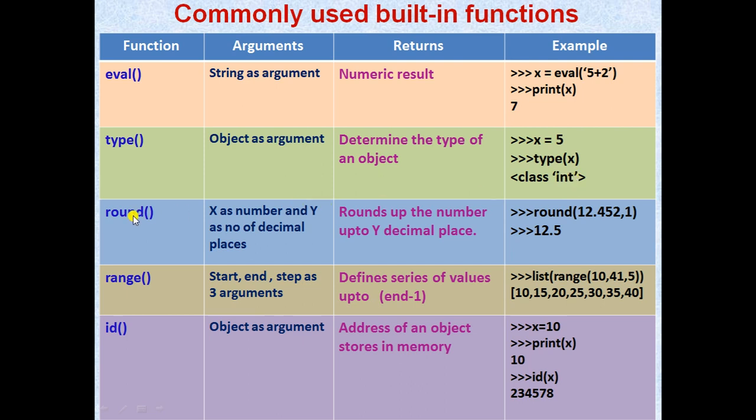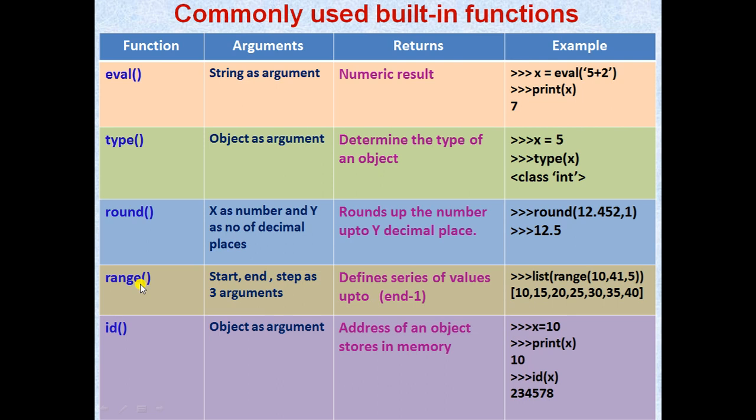Similarly, round returns the number to the required decimal places. If any floating number is there, then we can display it rounded off to a number of decimal places. Like here, round(12.452, 1) means it is rounded to 1 decimal place.